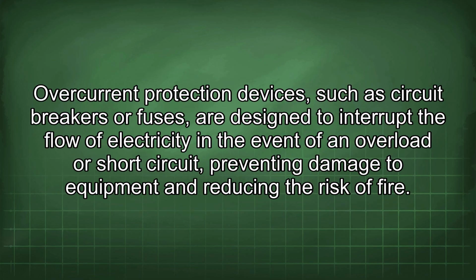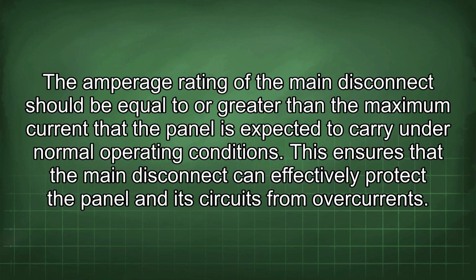Overcurrent protection devices, such as circuit breakers or fuses, are designed to interrupt the flow of electricity in the event of an overload or short circuit, preventing damage to equipment and reducing the risk of fire. The amperage rating of the main disconnect should be equal to or greater than the maximum current that the panel is expected to carry under normal operating conditions. This ensures that the main disconnect can effectively protect the panel and its circuits from overcurrents.